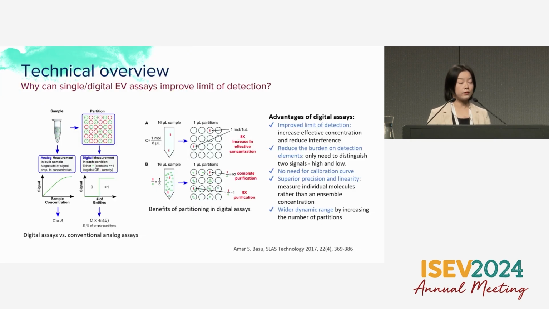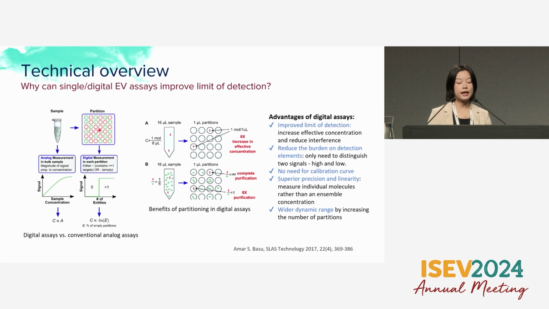Well, right now you may have the question, why can single or digital EV assays improve the limit of detection? Well, let's take a step back at the fundamental analytical chemistry. The conventional analog-based assay is usually performed in a vial, such as a microtube or microplate. And the presence of the analyte will lead to the signal that can be detected. And this signal is proportional to the bulk sample concentration in the entire vial.